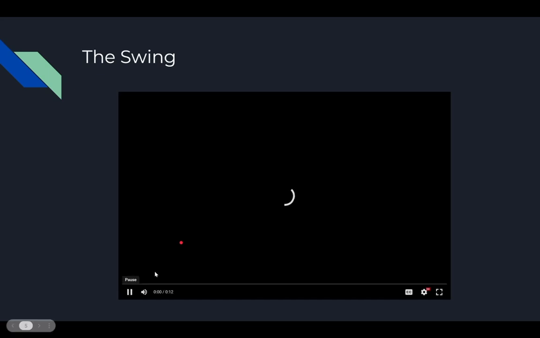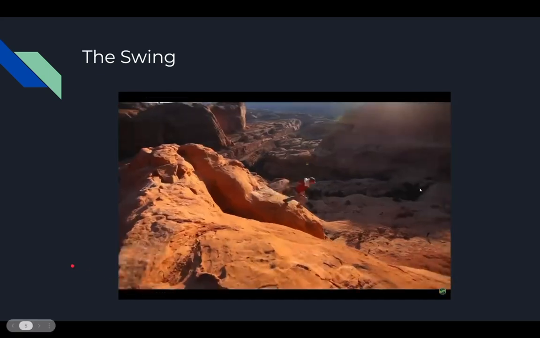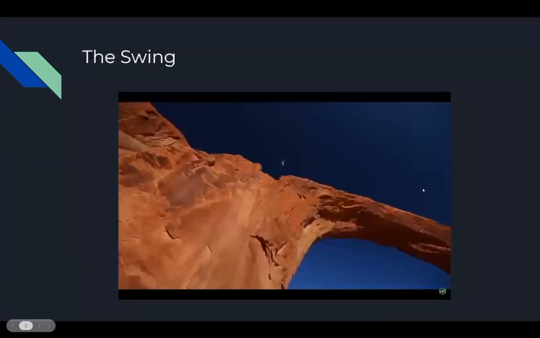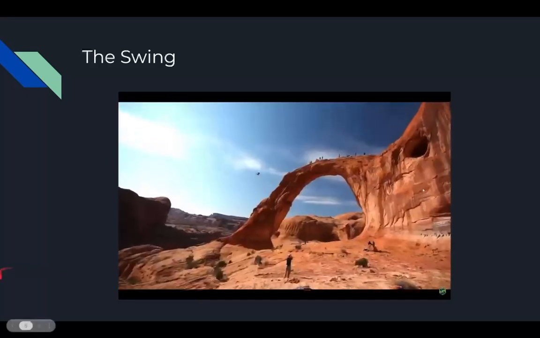This is the swing that I had to analyze for this lab. You can see the person jump off here and swing. It's hard to tell from this angle, but the rope does stretch a little bit.